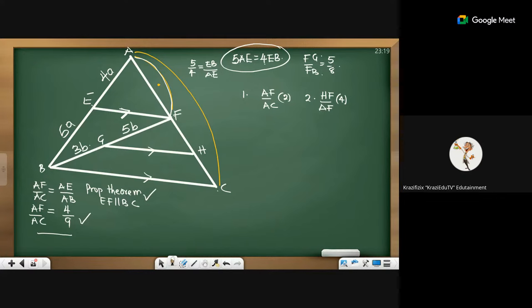Now let's get HF. This is where the interesting part is. I want you to learn the concept that this is what F, which is in the middle there.